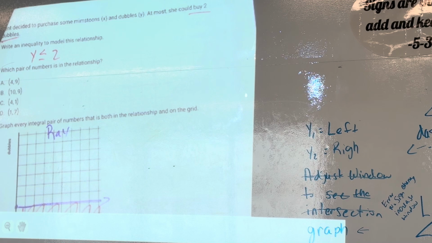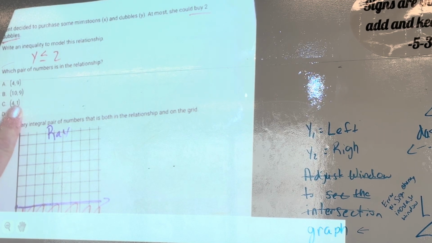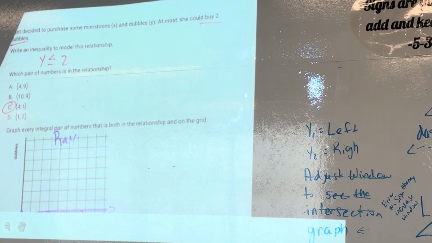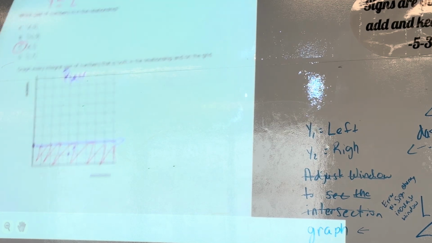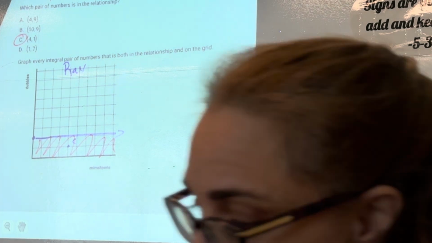What do y'all think the answer is? A, B, C? C. Very good. So your y value needs to be less than 2, and the rest of them are above 2. So C is the only point that is in that shaded region. 2, 3, 4. And that's answer C. Let me move it up. There we go. Questions? Very good.